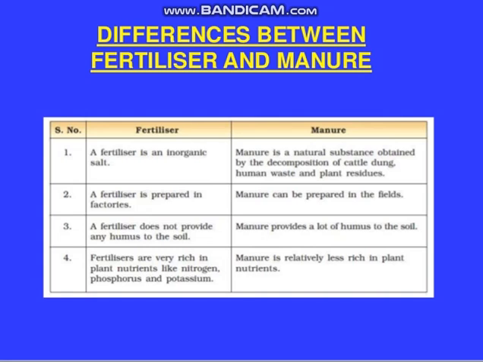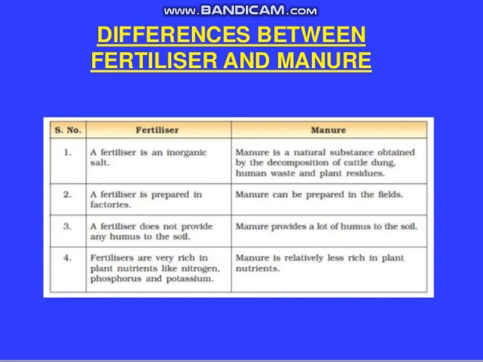Whereas if we are talking about manures, so manure is a natural substance obtained by the decomposition of cattle dung, human waste and plant residue. Now because we are using all these substances which are purely organic in nature, that's why manure is also an organic substance, and this can be prepared in the field itself. Fertilizer does not provide any humus to the soil, whereas manure provides a lot of humus to the soil.